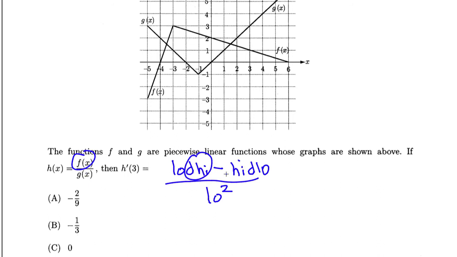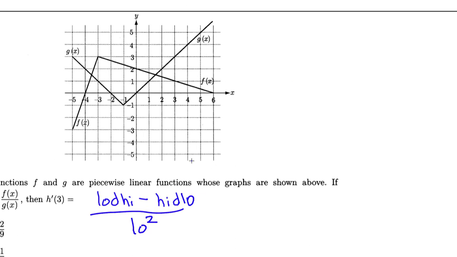So I have a d high and a high. That means I need an f and an f prime. So I'm essentially searching for what is f prime of 3, f of 3, g prime of 3, g of 3. So I'm going to come up here and do some scratch work before I do too much.